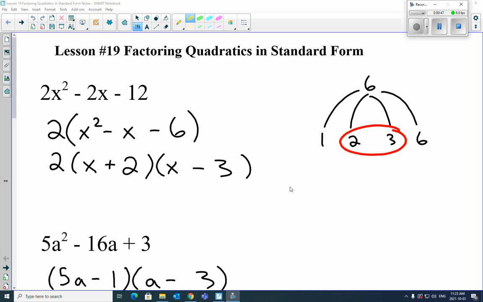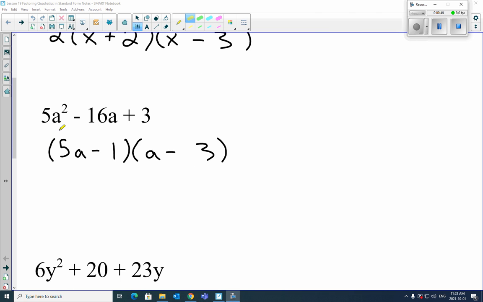Okay. This next one, 5a squared minus 16a plus 3. There's no GCF, so you just try to factor it. What are the only factors of 5a squared? 5a and a. Only factors of 3 are 3 and 1. This sign here, this positive, tells you that both signs are the same. And in this case, they're both going to be negative. So we just put our negatives in here, and then we check, right?